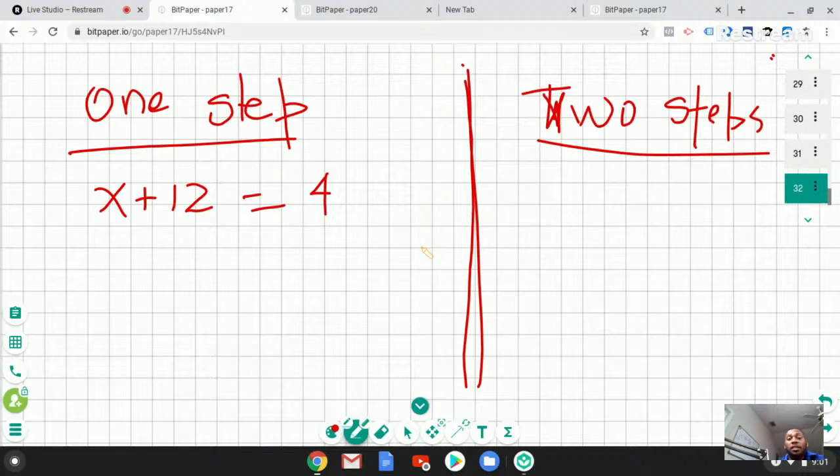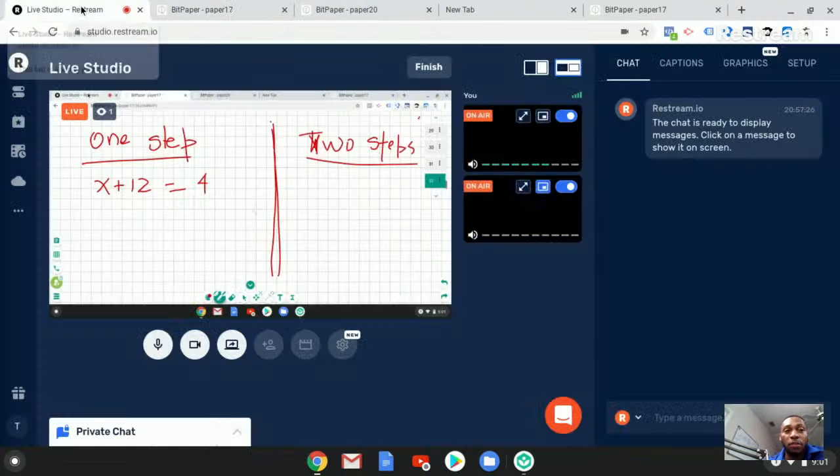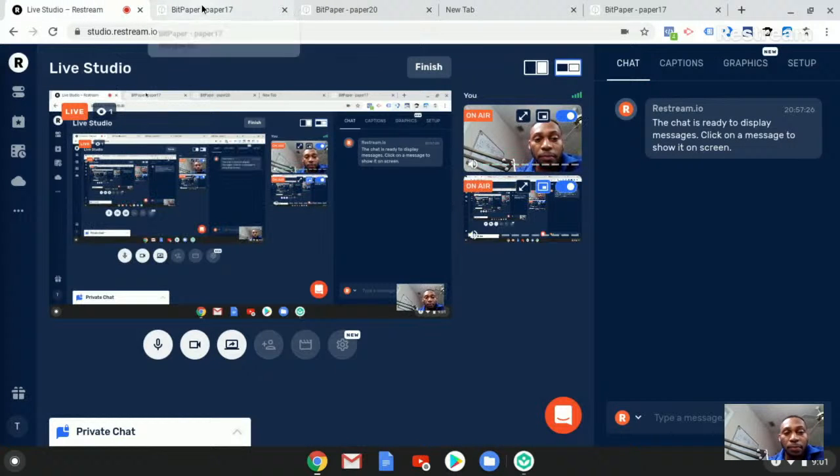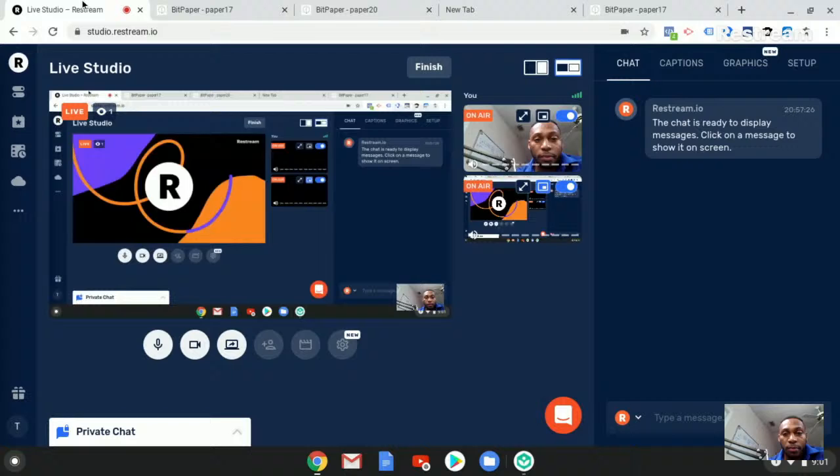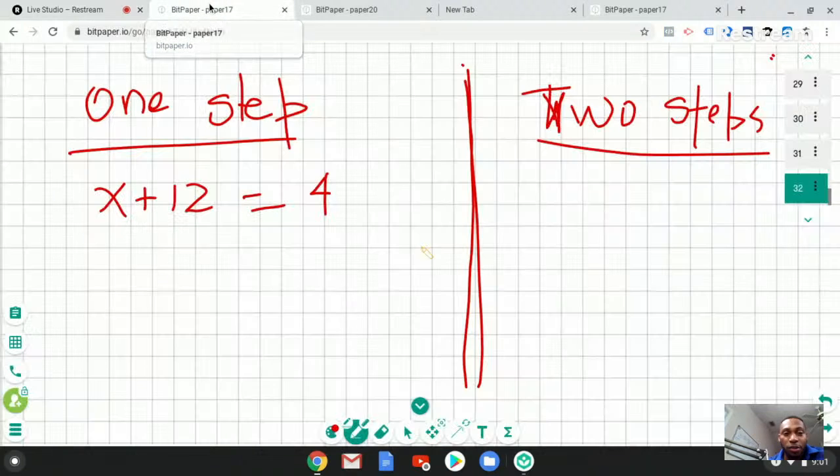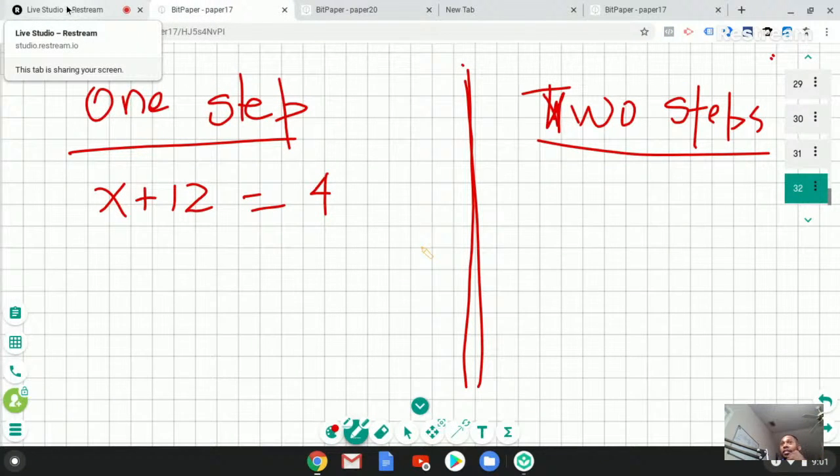So in this case, how would you solve for this? Who can tell me how you would solve for this first one? x plus 12 is equal to 4. How would you solve for it? Come on, guys, on YouTube, I know you see the screen. So how would you solve for this? x plus 12 is equal to 4. What would you do to solve for x? Simple and easy.